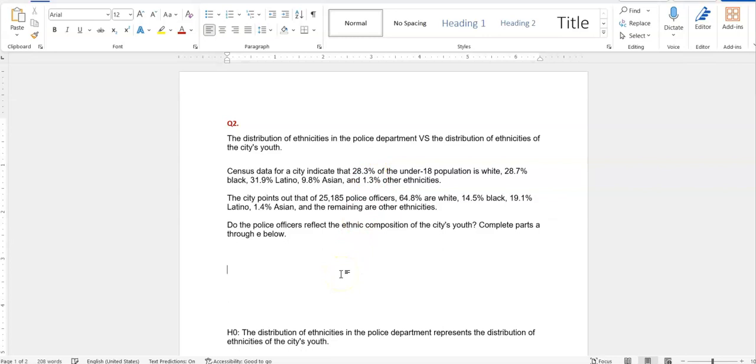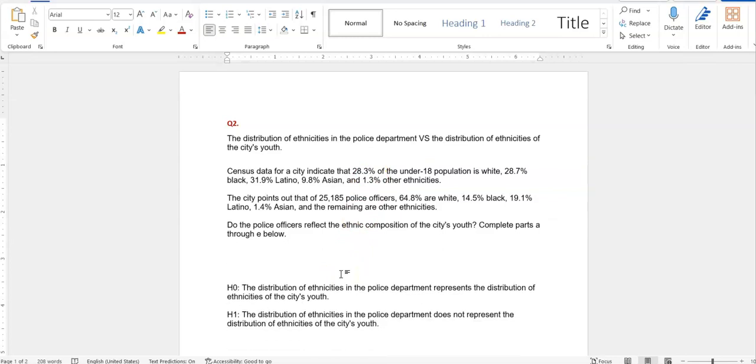Okay, so while trying to understand the question, we make a claim of indifference. So we say that the distribution of ethnicities in the police department represents the distribution of ethnicities of the city's youth, versus does not represent the distribution of ethnicities of the city's youth.